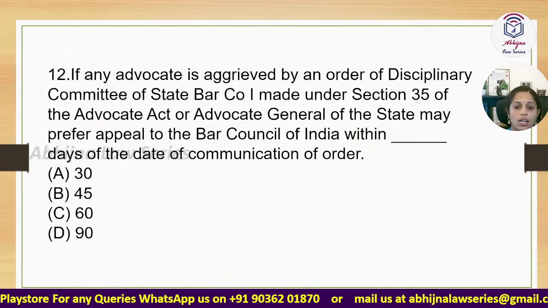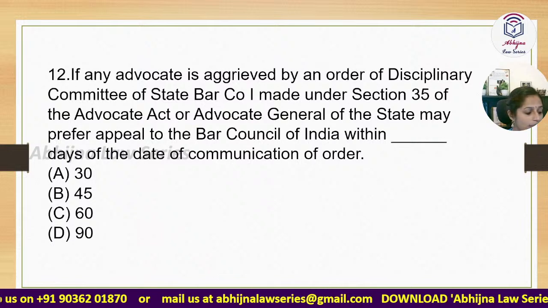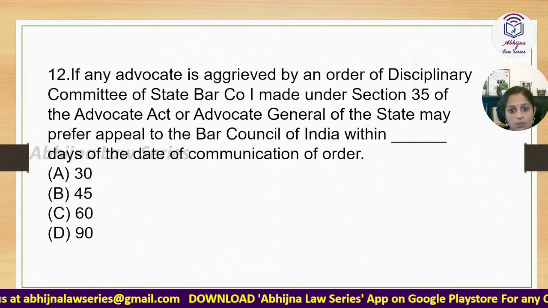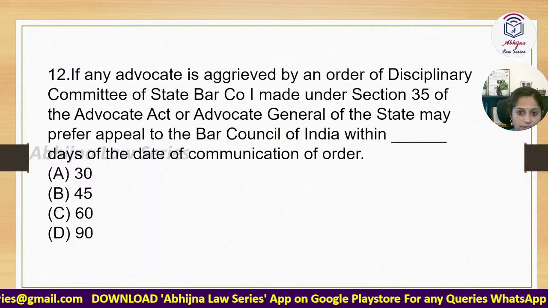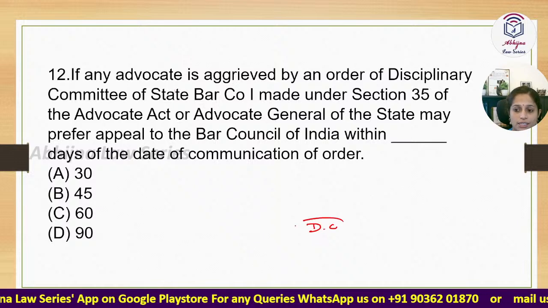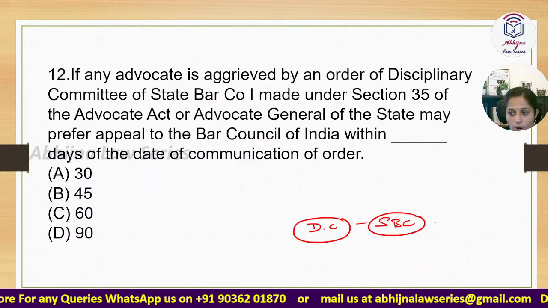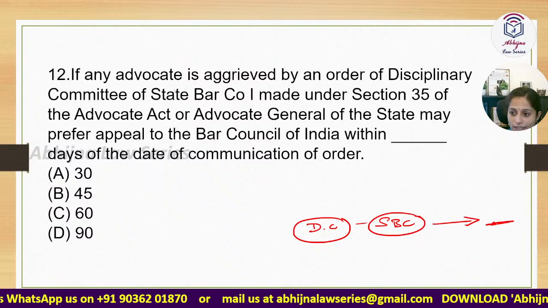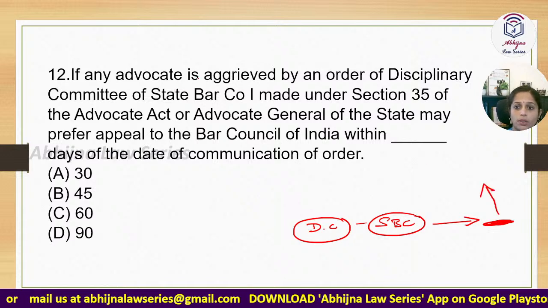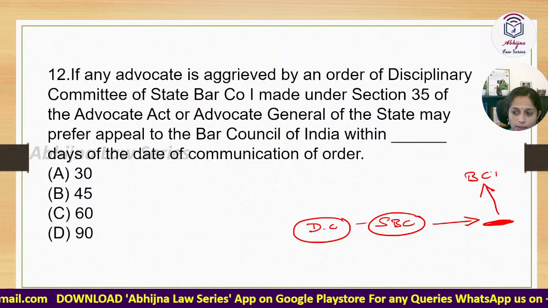Next question. If any advocate is aggrieved by an order of the disciplinary committee of the State Bar Council made under section 35 of the Advocates Act, he or the Advocate General of the state may prefer an appeal to the Bar Council of India within. See here, what is happening is, the disciplinary committee of the State Bar Council has passed a particular order under section 35. So, if you are aggrieved with that particular order, you may appeal to the higher authority, that is the Bar Council of India.